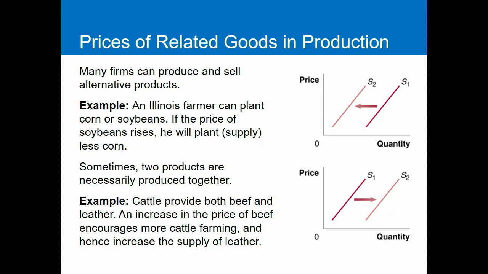Other times products are produced together. So cattle provide both beef and leather. So if you increase the price of beef, that encourages more cattle farming. Again, because you're getting more money for each piece of beef. But what it's also going to do is increase the supply of leather, because leather comes from the same cows you're using to make those beef. So it's going to shift the supply curve to the right, increasing the supply of leather. So even though there was no change in the market for leather here, because there was a change in the market for beef, we end up getting more leather.